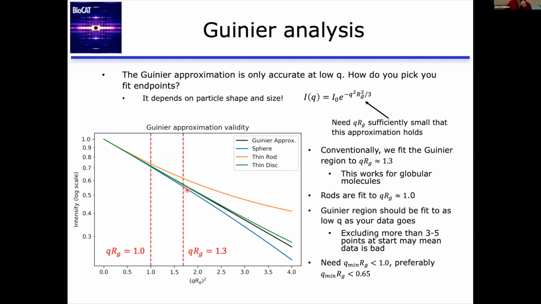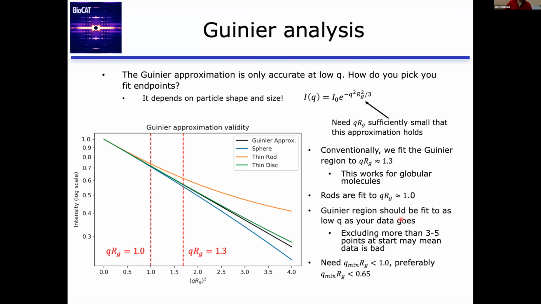Conventionally, there's always a trade-off here between using enough of the data range that you get a good fit because you have enough data points, and not using so much of the data range that you get a bad fit because the approximation is starting to break down. And the community as a whole has decided that for spherical objects, essentially globular macromolecules, or disks, you usually fit to a QRG of 1.3. Thin rods diverge much earlier, so you fit to a Q times RG of about 1.